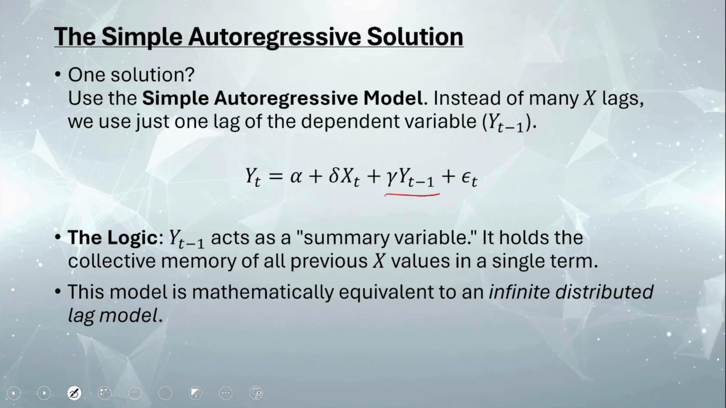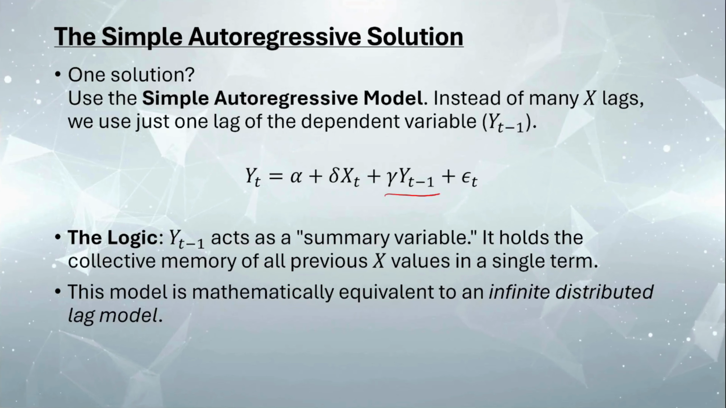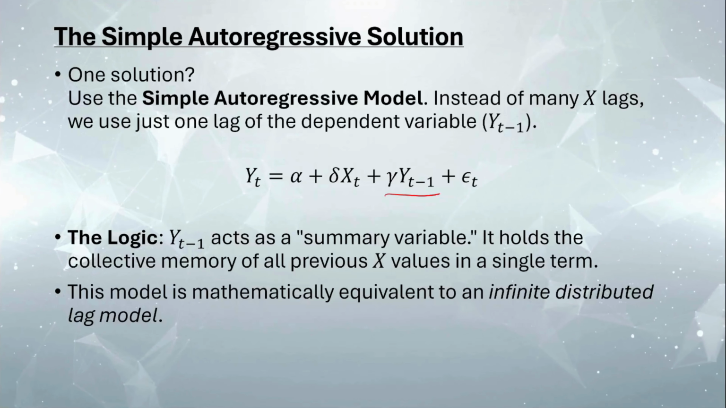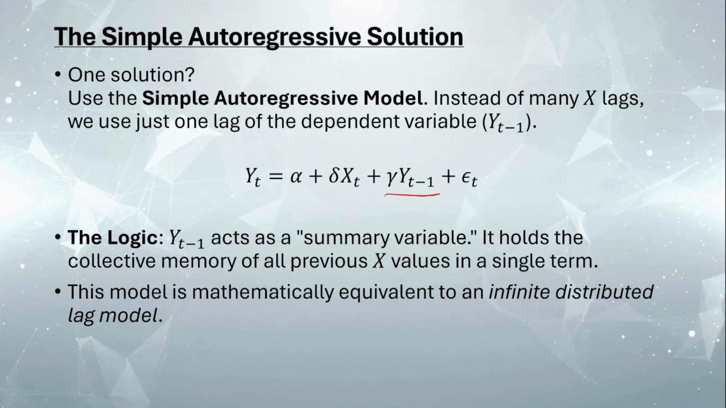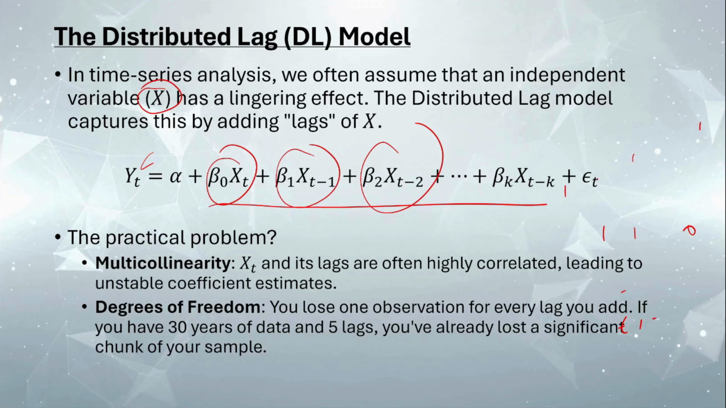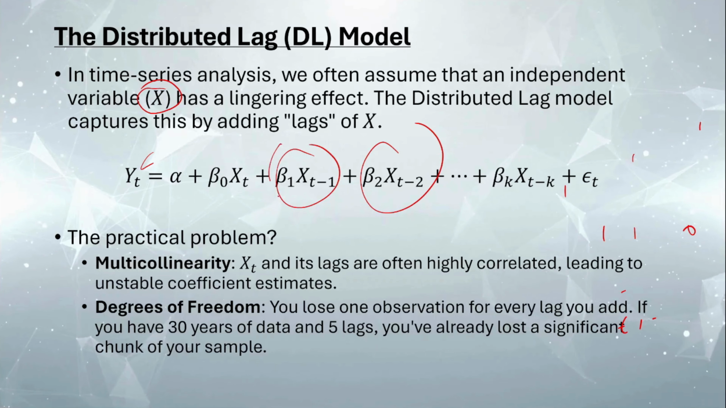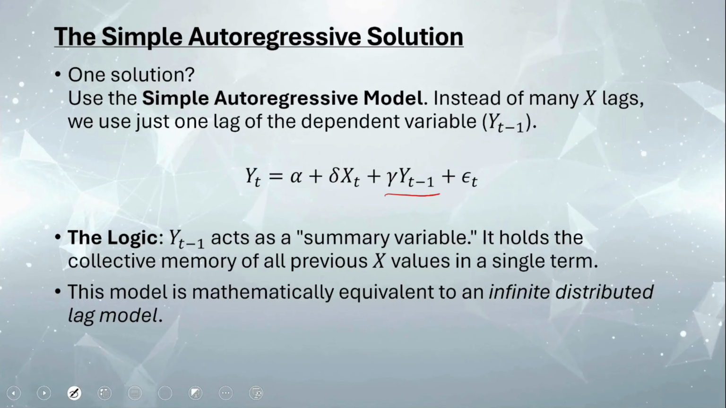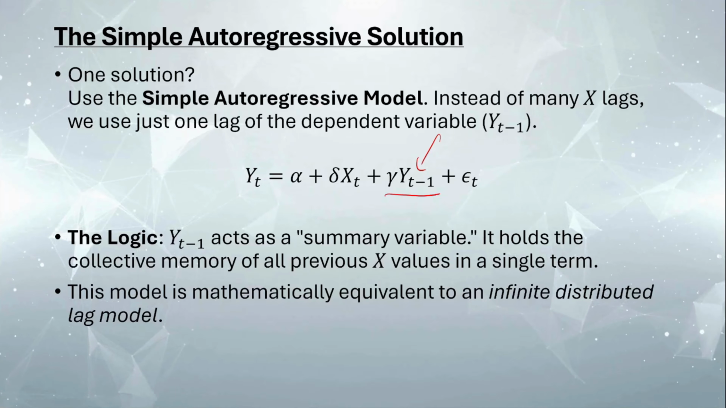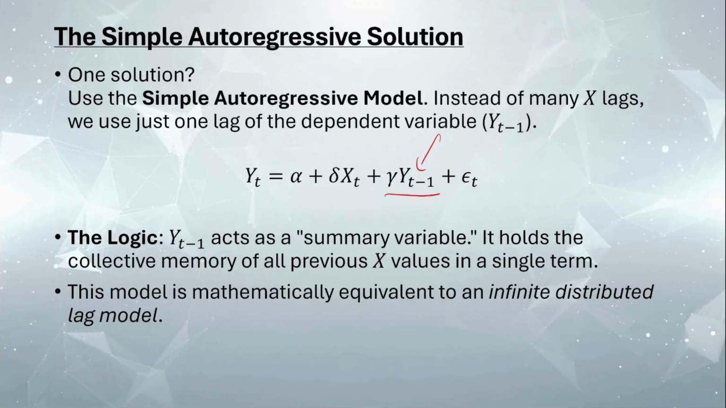Now the logic behind this is that this yt minus 1 acts as your summary variable. Meaning that this yt minus 1 contains all these previous x values in just this one single term. So from here, all these lag values are actually inside here. That's the general idea. So this model is then mathematically equivalent to an infinite distributed lag model.